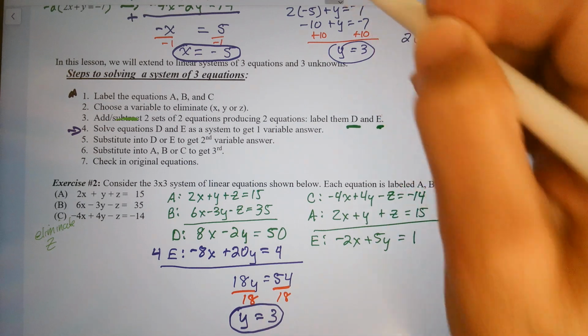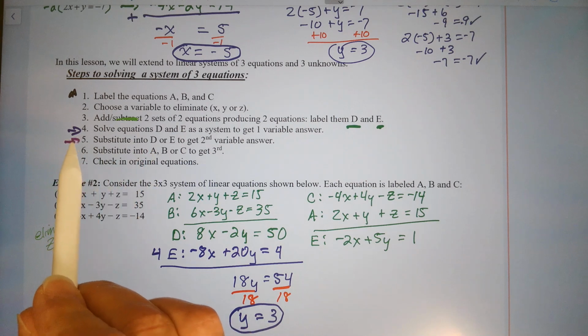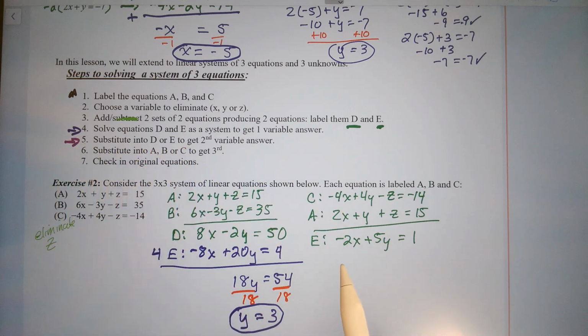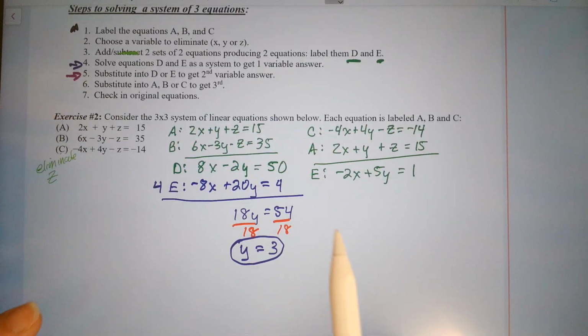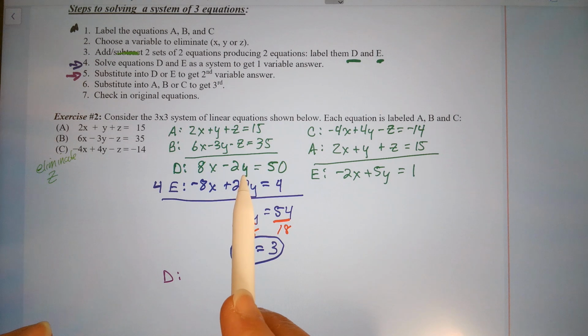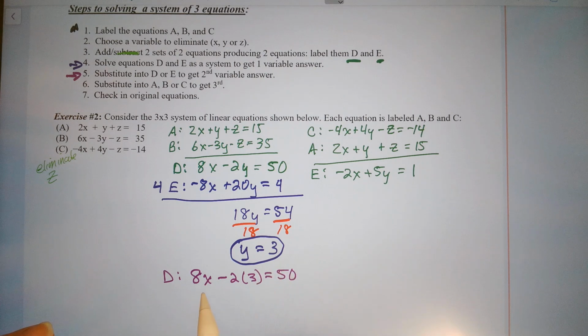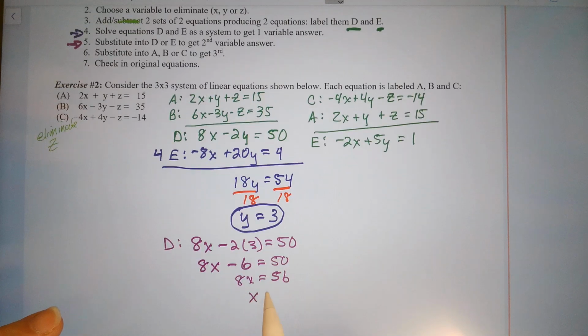Okay, next step. Substitute into D or E to get the second variable answer. All right, so we're substituting into D or E. I'm going to go to D, replacing our y with 3. So we have 8x minus 2 times 3 equals 50. Solving this, add 6 to both sides, 8x equals 56. And divide by 8, x equals 7.